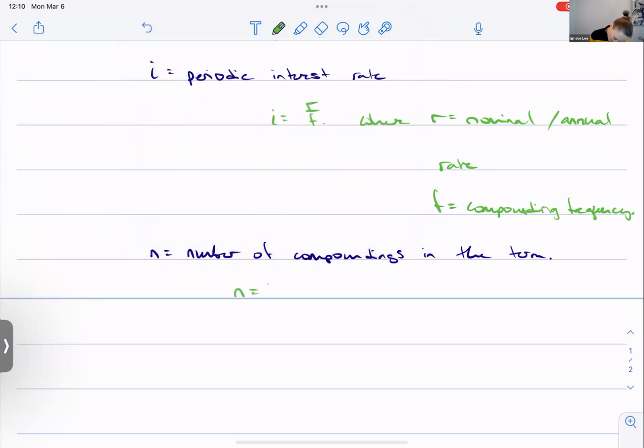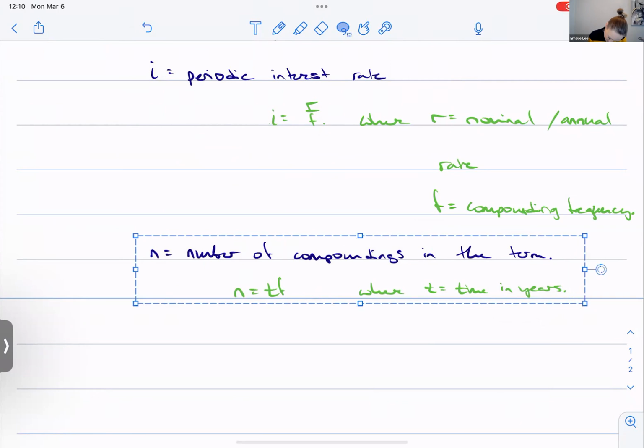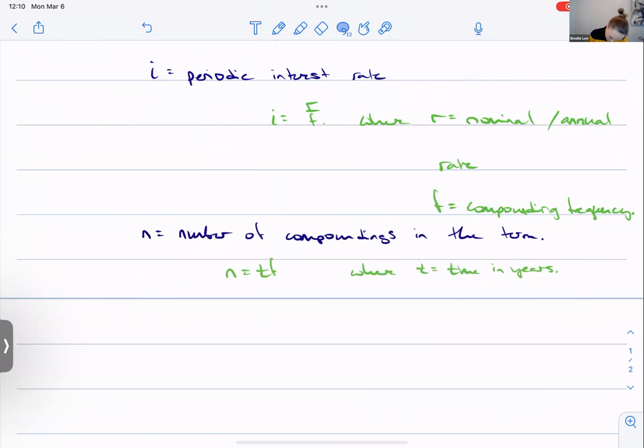So N is T times F, where T is time in years. And I'm not going to do F because we just did F, right? That F is the same. But I'm going to end it here because I've got a page break. I don't want to go over that because I think that's plenty for a review. We're going to use it all again today, so I'm not too worried about that.